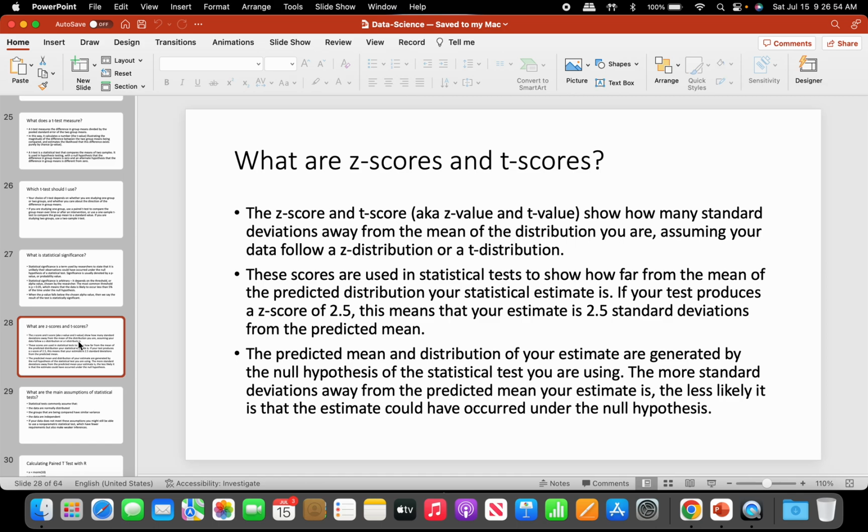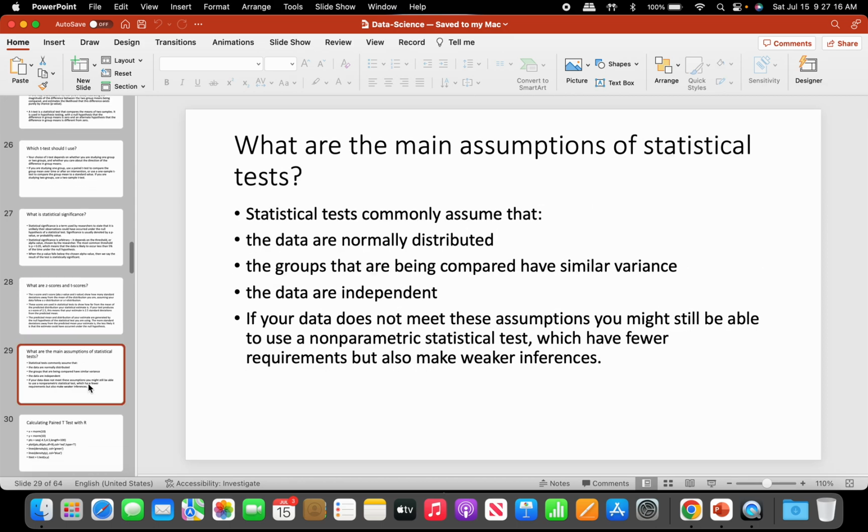Then there is something called z-scores and t-score. So z-score and t-score are again used to understand how many standard deviation differences you are away from the mean of your distribution. And z-score applies for z distribution data, and t-score applies for t distribution data.